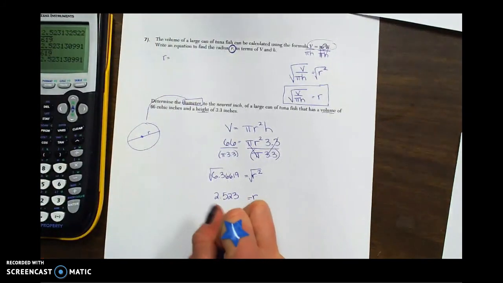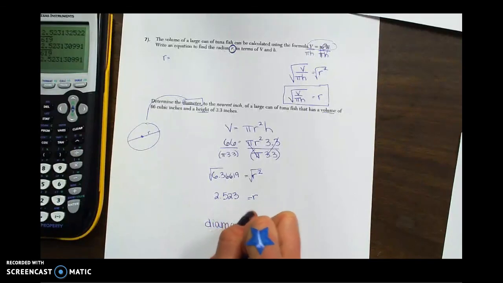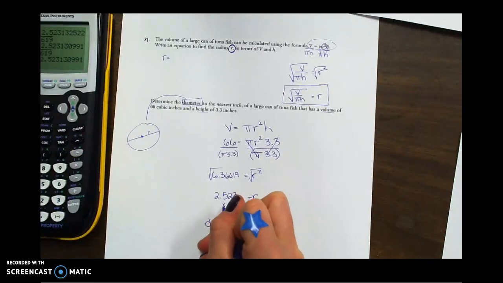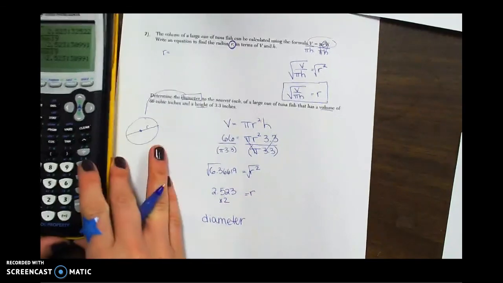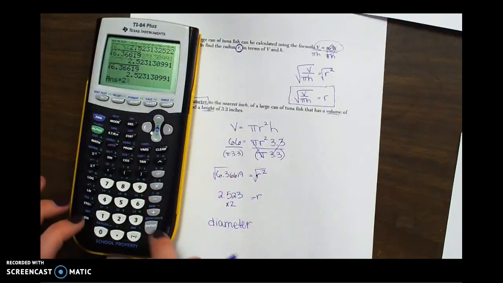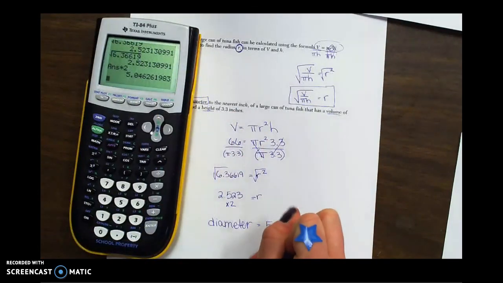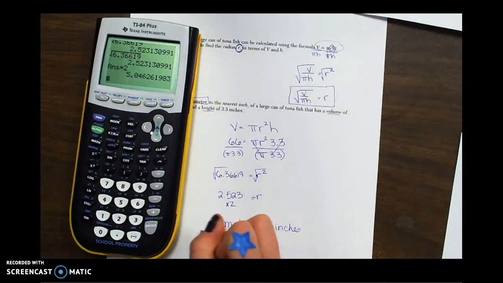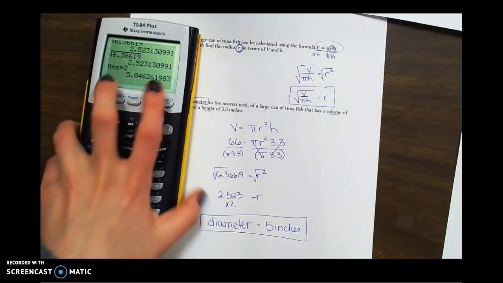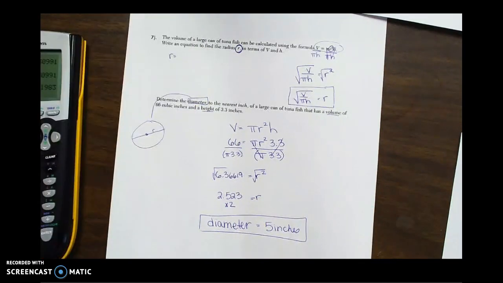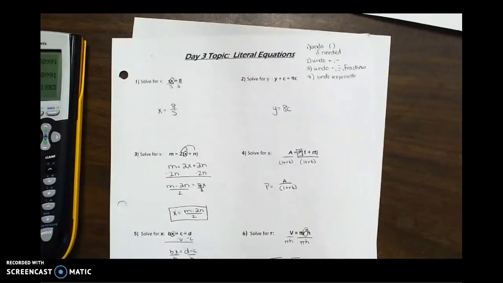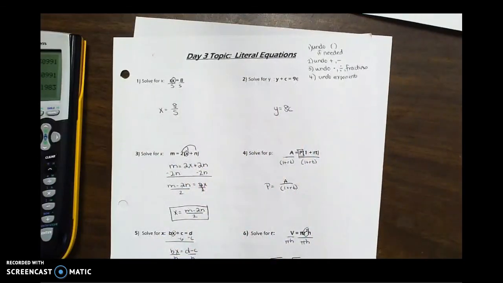So I know to find the diameter, we're just going to multiply this by 2. And it says to the nearest inch, so it's going to be 5 inches. So ladies and gentlemen, today was all about your literal equations, manipulating the equation.